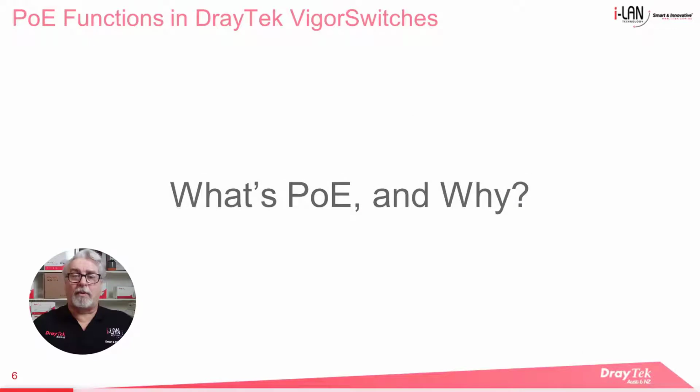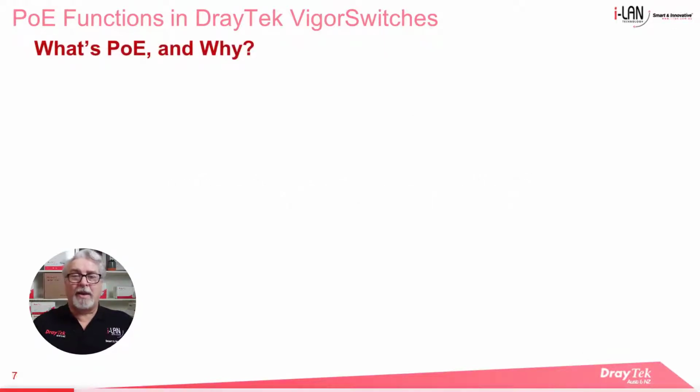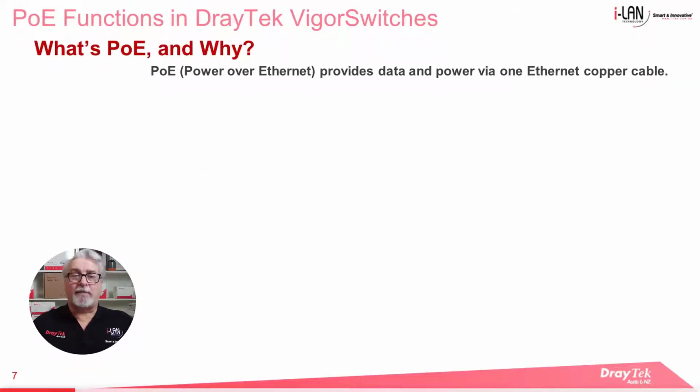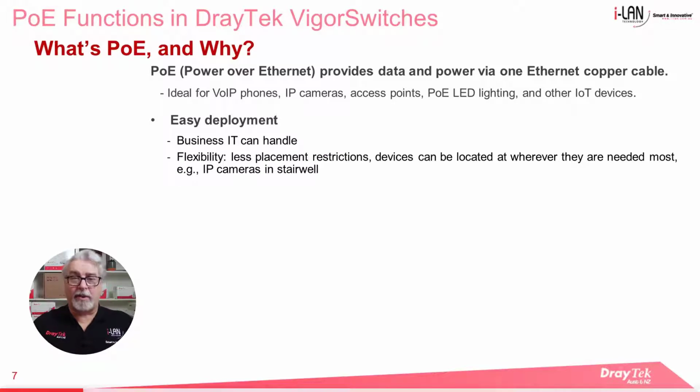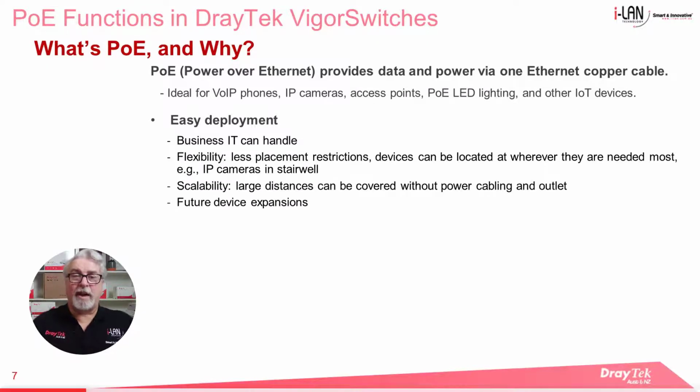Let's have a quick look at what PoE is and why we need it. As I just mentioned, Power over Ethernet provides both data and power over a single Ethernet copper cable. It's ideal to use for devices such as IP phones, access points, PoE LED lighting, and IoT devices. It allows easy deployment and devices can be added to the network just by connecting them to the data cabling. It also provides flexibility for placement of devices, for example installing an IP camera in a stairwell. It's also scalable and is able to cover distances of up to 100 meters.